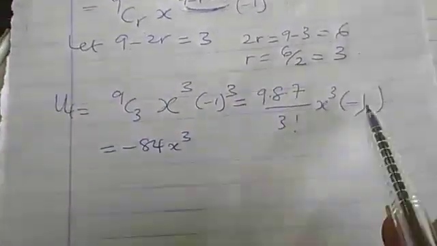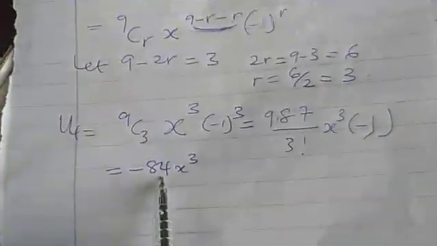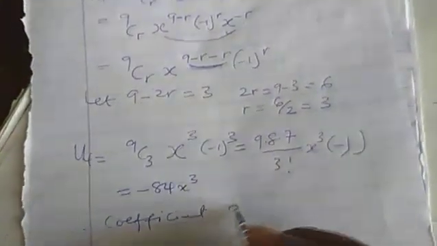Simplify all this. This is minus 1. It gives you minus 84s cubed. But my question is the coefficient of s cubed. I can now conclude that therefore the coefficient of s cubed is minus 84. That's our answer. Let's consider another important example on this.